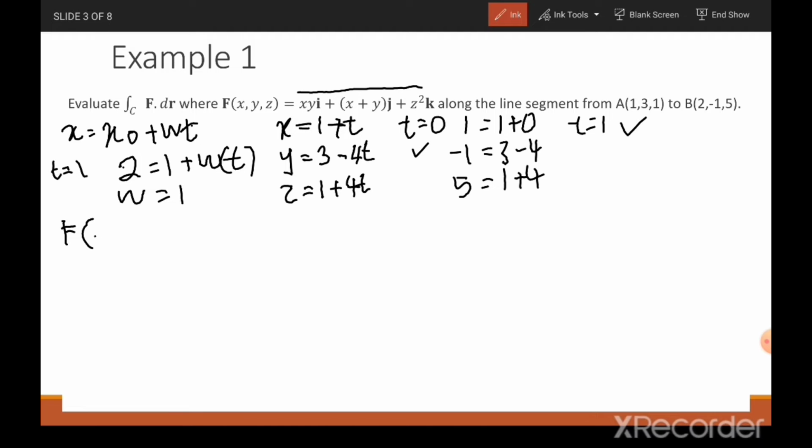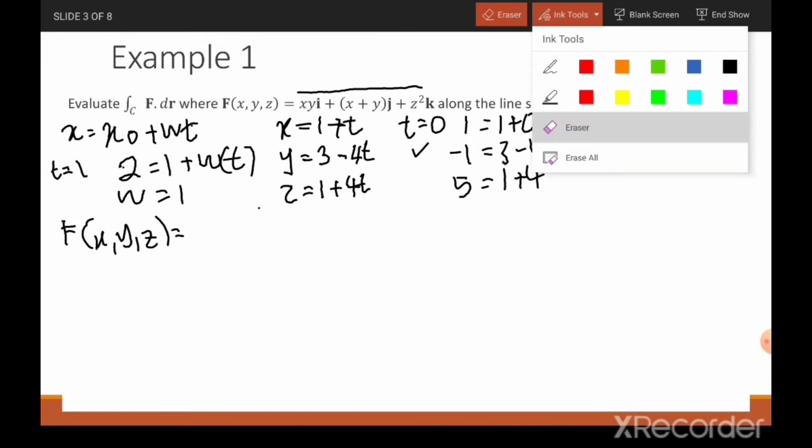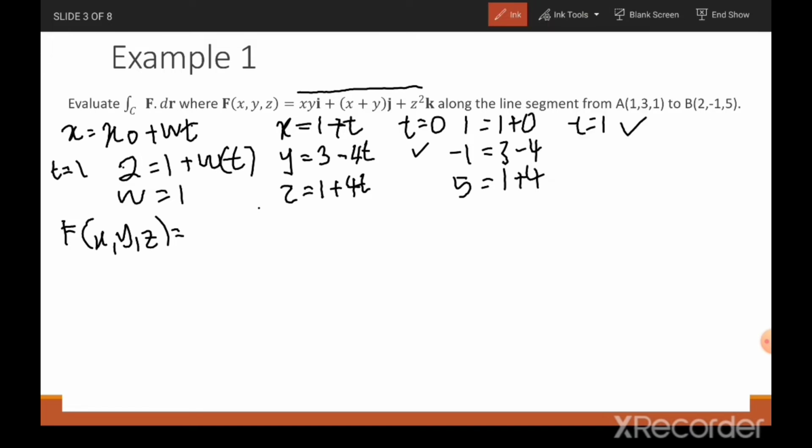The function, the vector field, is xy i plus ... so we can replace this with the parametric equation. x is equal to 1 plus t, so you can include 1 plus t here, and y is 3 minus 4t. So this is for vector i.